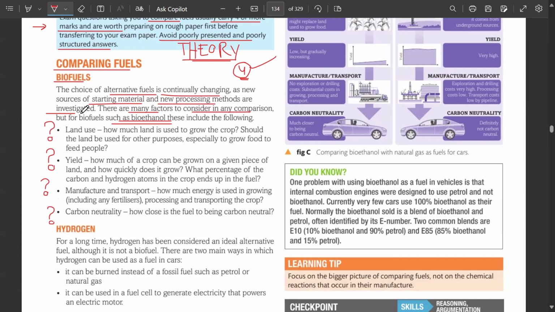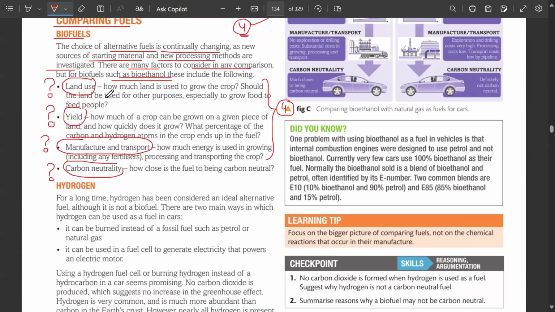I can compare all types of fuel on the basis of land use, the product produced, manufacture and transport, and carbon neutrality. So these are the four criteria that are going to help me. Now, the one which is best in all these four uses the least land, produces the most product, uses the least energy to transport, and is the most carbon neutral.